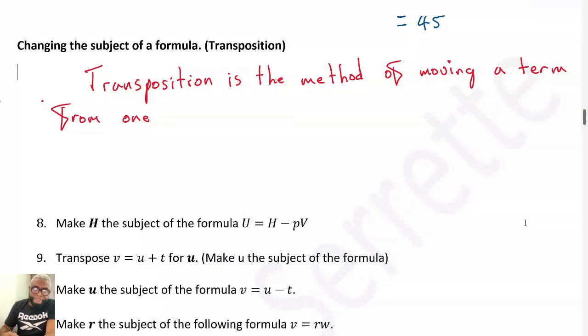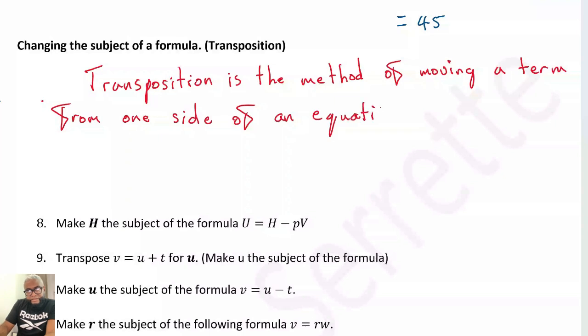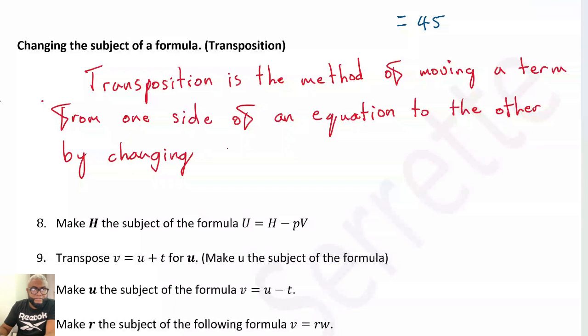So transposition is the method of moving a term from one side of an equation to the other by changing its sign. So remember the question we just did in consumer arithmetic, where when you move the 25,000 to the other side, you had to do the opposite of multiply, which was to divide. Then I moved the plus 1 to the other side. I did the opposite of plus, which was to minus. It was transposition we just did in that worksheet.